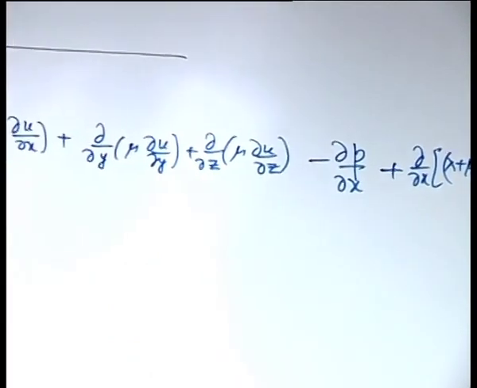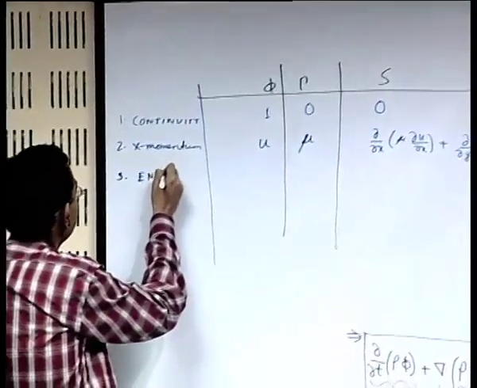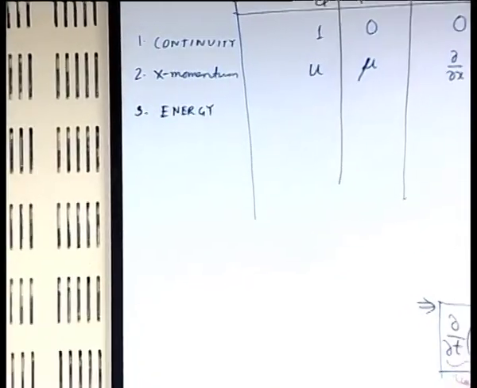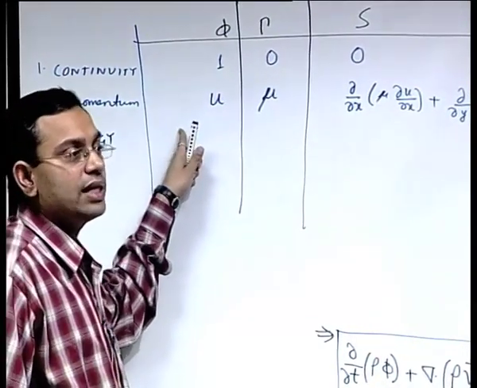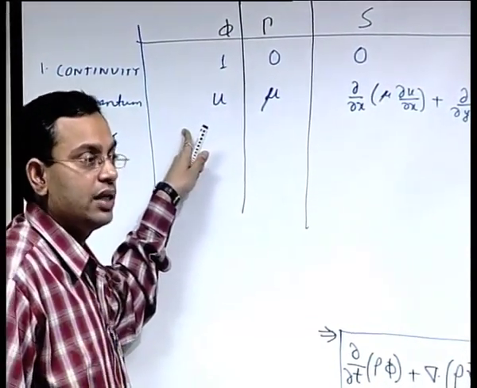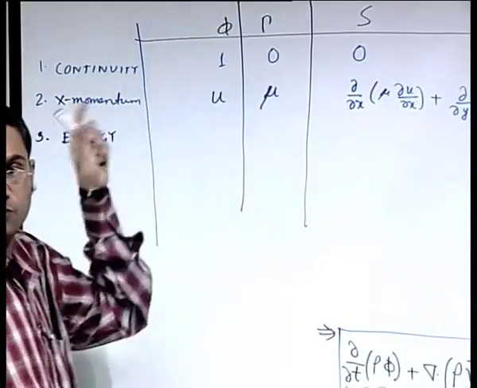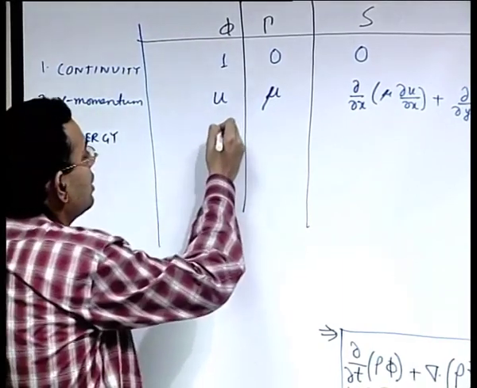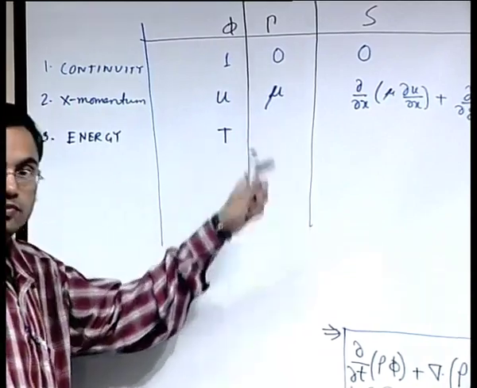Let us consider the energy equation. How do we write the energy equation? It depends on what is the variable in terms of which we are writing. Are we writing in terms of enthalpy, temperature, internal energy? Let us say we are interested to write in terms of temperature. So if we write this here T, then what will be this?